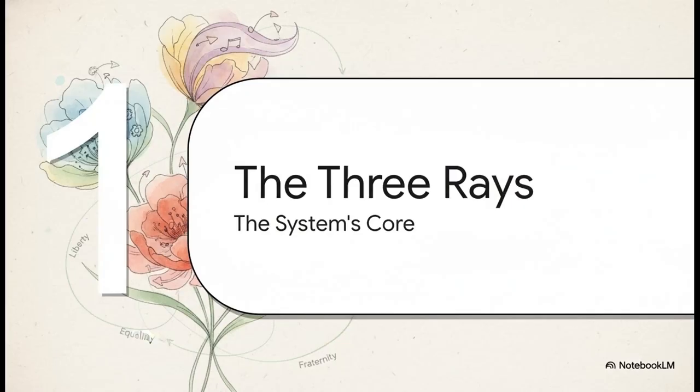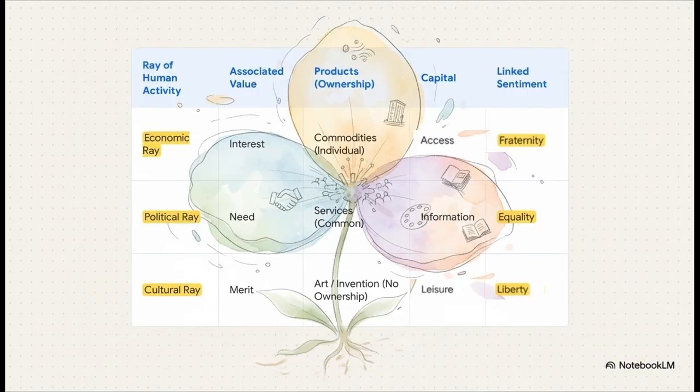Okay, so to really get how this works on a practical level, we've got to look at its core components. The entire structure is built on what the theory calls the three rays of human activity. Just think of them as three distinct but deeply interconnected spheres of our lives. Now this slide here, this really lays out the whole threefold order. Let's just walk through it for a second. You can see the columns.